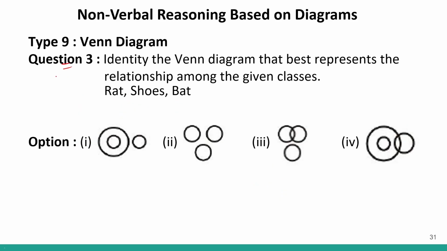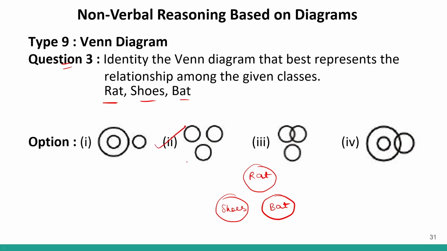Question number 3, rat, shoes and bat. I can see that all these 3 entities have nothing in common. Rat is an animal. Similarly, shoes is an object and bat is also an object. But does it have anything in common? No, bat is an instrument, or you can say it is an object used for sports, whereas shoes is a footwear. It is a clothing object, so nothing is in common. So they are 3 different separate entities. Rat, shoes and bat have nothing in common, so they will not overlap. This is represented in option number 2. So option number 2 will be the correct answer.